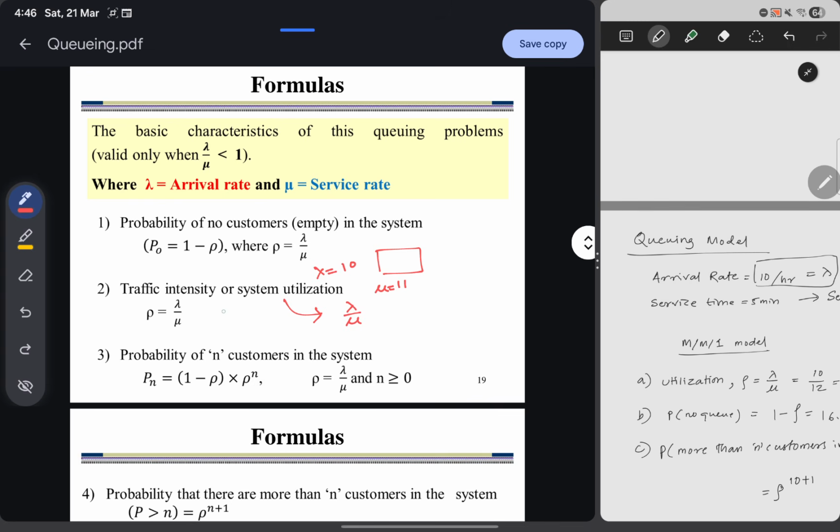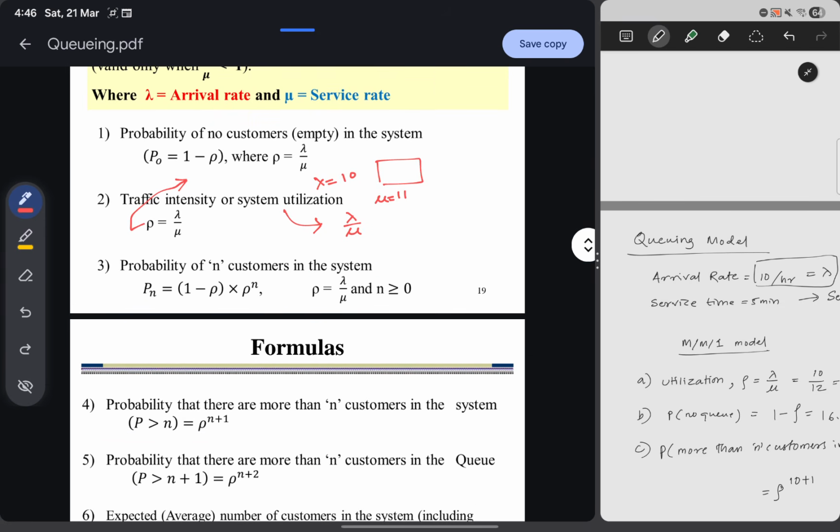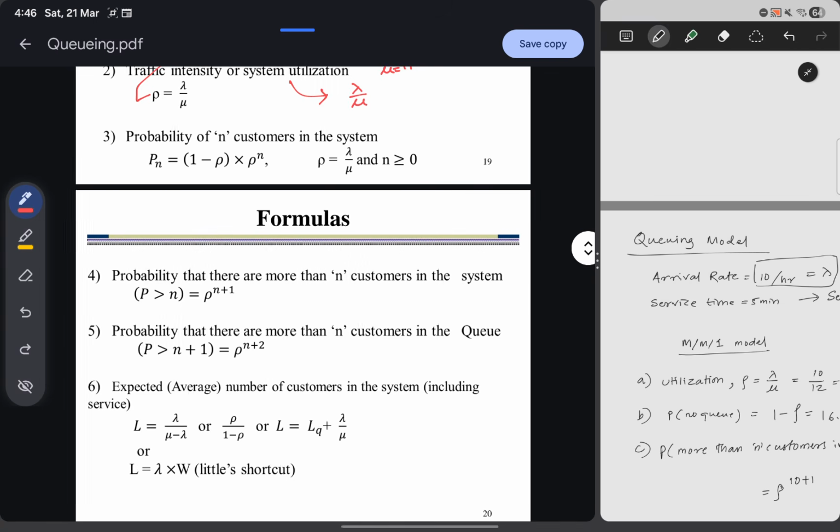And if you subtract that from 1, that is 1 minus rho, that will give you the probability of no customers. If these two things are clear, then we'll move to the further formulas, the probability of n customers in the system. All these things can be derived, but there is no point in doing that because we are getting the formulas anyway.